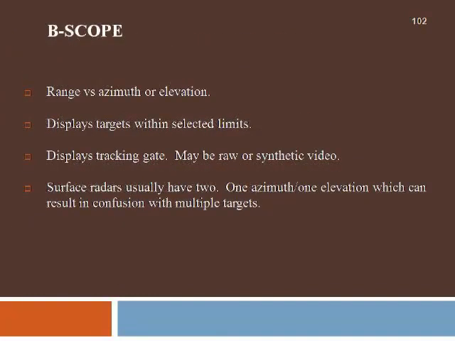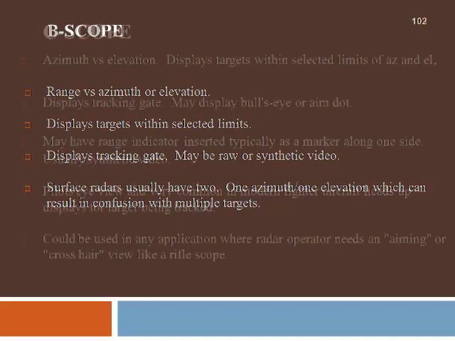B scope means it displays the range versus azimuth or elevation. It displays targets within selected limits, displays tracking gate, maybe the raw or synthetic video. Surface radars usually have 2 displays, one for azimuth, one for elevation, which can result in confusion with multiple targets.